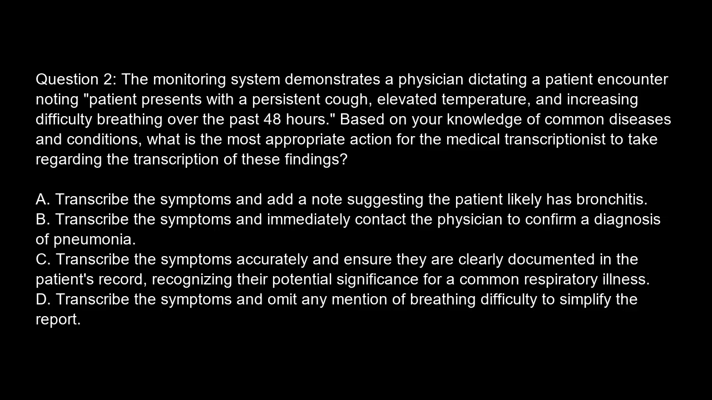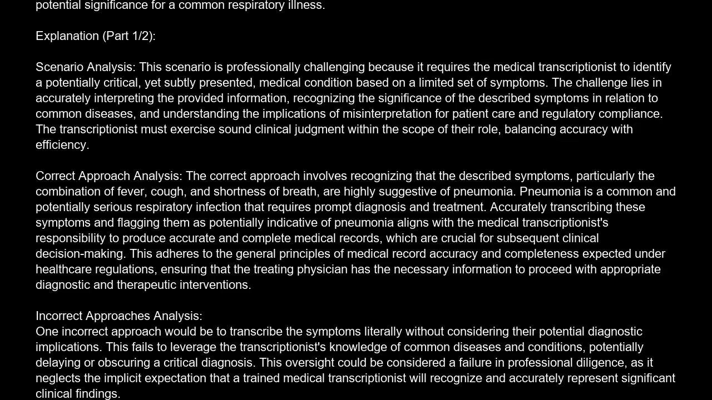Option C. Transcribe the symptoms accurately and ensure they are clearly documented in the patient's record, recognizing their potential significance for a common respiratory illness. Option D. Transcribe the symptoms and omit any mention of breathing difficulty to simplify the report. The correct answer is C. Transcribe the symptoms accurately and ensure they are clearly documented in the patient's record, recognizing their potential significance for a common respiratory illness. Explanation. Scenario analysis.